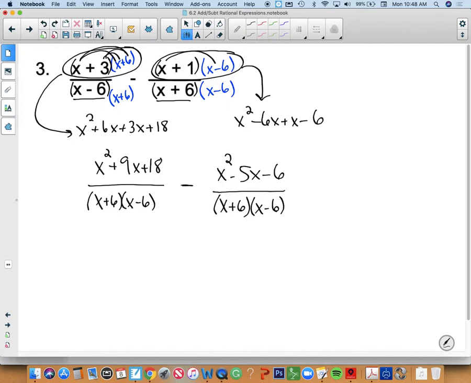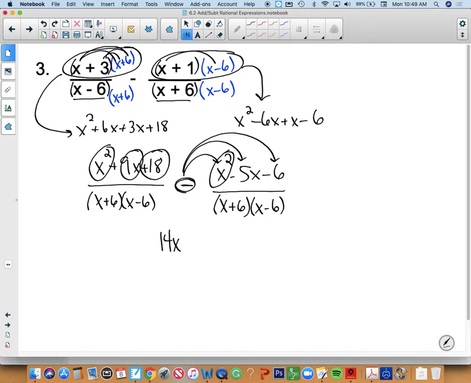So we're subtracting. Just like the first problem, that negative goes to the whole polynomial on the right. So we're going to have x squared minus x squared. That goes away. And then we're going to have 9x minus a negative 5x, which would turn that to a plus 5x. So that'll give us 14x. And then we'll have an 18 minus a negative 6. So that would be 18 plus 6, which gives you a 24. So that's what our top simplifies down to.